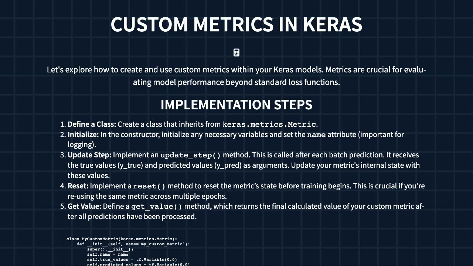Then we implement an update step method. This gets called after each batch of predictions, receiving the true labels and what your model predicted. Inside this function, you update your metric's internal state, like summing up differences between the two. It's a good idea to have a reset method, to think of it as clearing the slate before starting a new epoch. Finally, there's a getValue method which aggregates all the updates and returns the final calculated value that you can then use for evaluation.